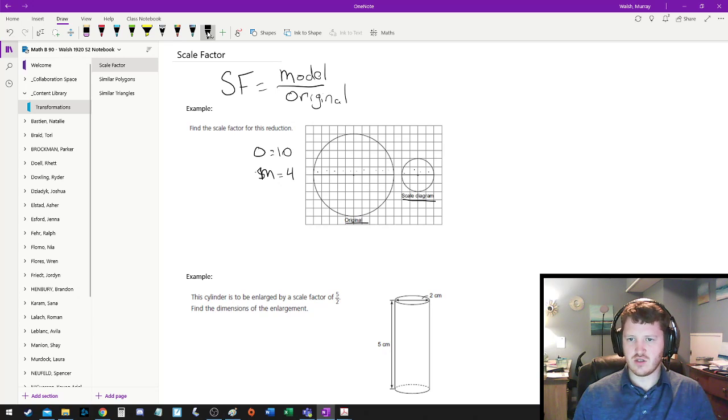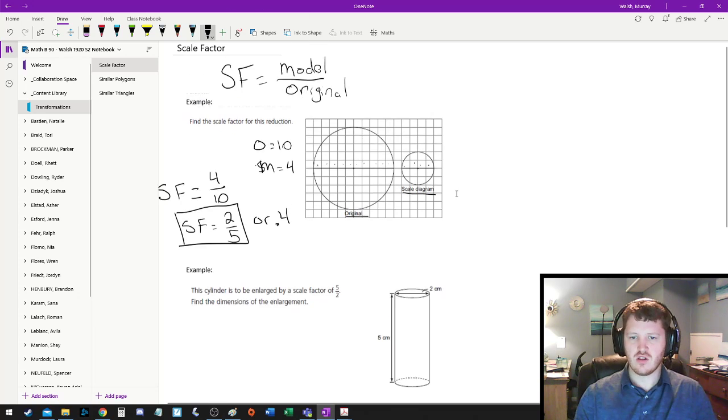Okay, I used the diameter for the original and the diameter for the scale diagram, so I have corresponding dimensions. So scale factor is model over original, and that will simplify to 2/5. Okay, so the scale factor of this diagram is 2/5, or 0.4 if you want to write it as a decimal. That is the same.